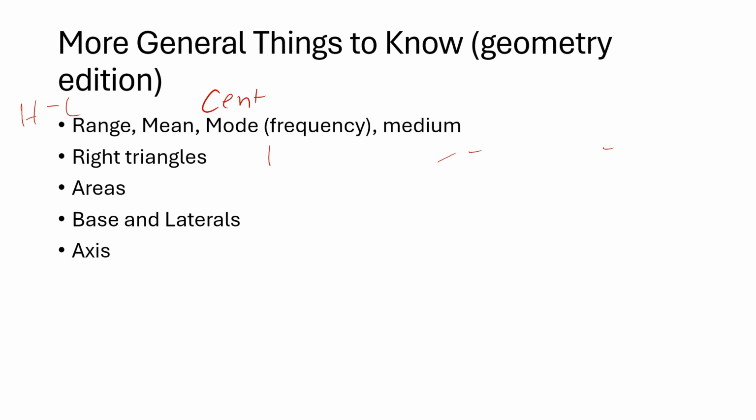Let me move this down. Alright, so this is a right triangle. A, B, C. So this right here is called your hypotenuse. It is usually going to be the longest side. Yeah, this is usually 45, 45.